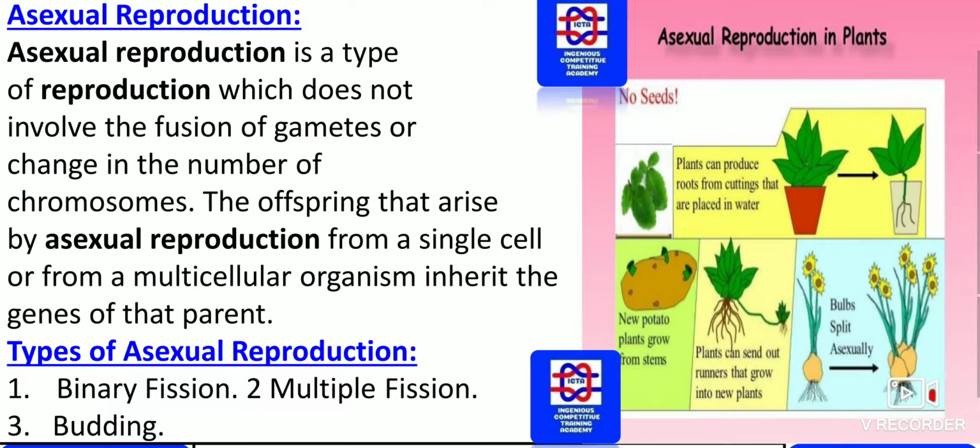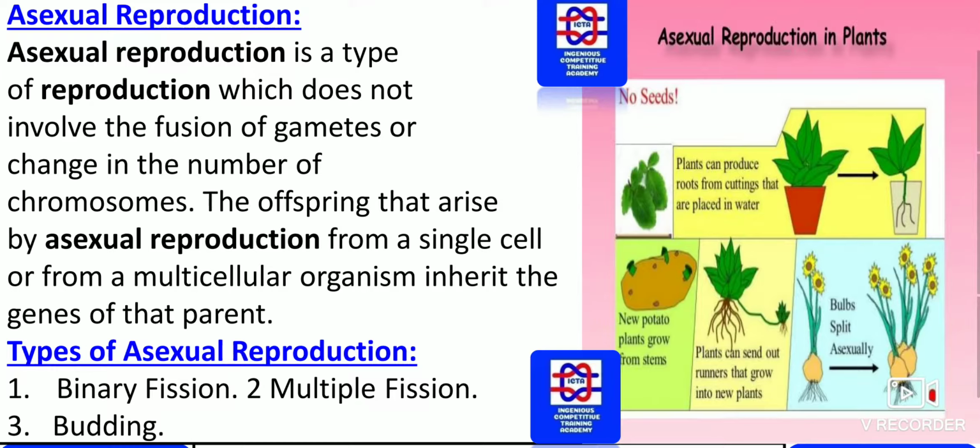Then you can see the example: potato plants grow from the stems of the potato. Plants can send out runners that grow into new plants. Obviously it can happen. Bulbs split asexually. So this is also one thing which directly splits asexually. So you should remember that asexual reproduction takes place in plants.